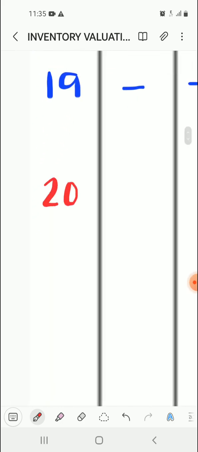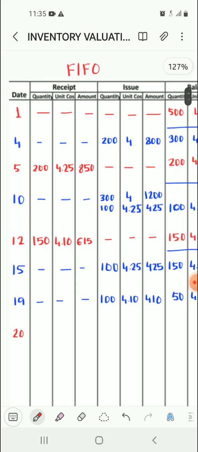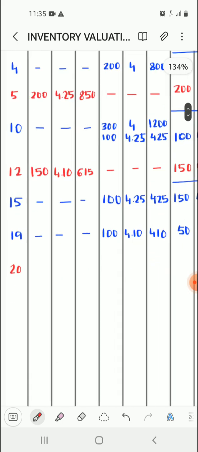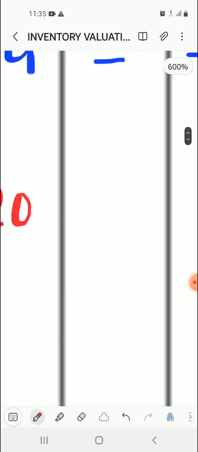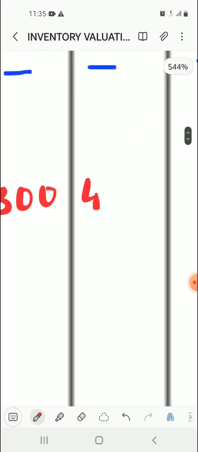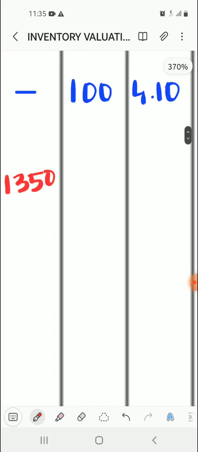20, the units is 300 units for 4.50. So let's write 300 units for 4.50. We are going to multiply it, that is 300 into 4.50, that comes to 1350, that we're going to write it over here. Multiply in the amount column.